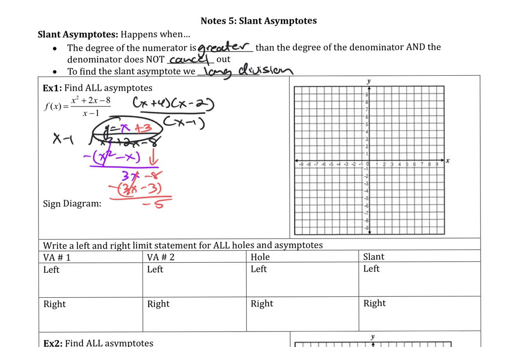For our sign diagram, we're going to approach that the same way we've been approaching it. We're going to look at our vertical asymptotes and also our x-intercepts. And looking at our factored form, I definitely know I'm going to have a vertical asymptote at 1. And then I'm going to have an x-intercept at negative 4 and at 2.